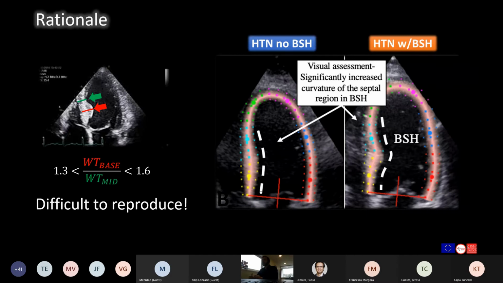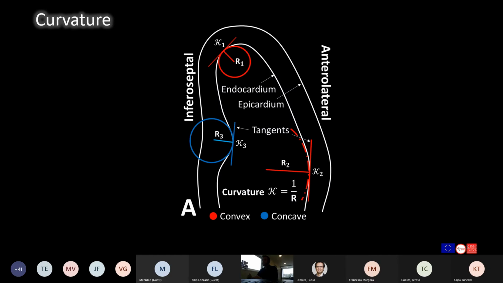And we thought that perhaps we could try to objectively measure this visual assessment performed by clinicians when they look at the profile of the left ventricle and they see this sudden sharp change in the ventricle. And so we did that using the curvature metric. And the curvature, you can understand as the inverse of the radius of the circle that's adjacent to the contour or to a point at the contour. And so the smaller the circle, the larger the curvature at this given point.